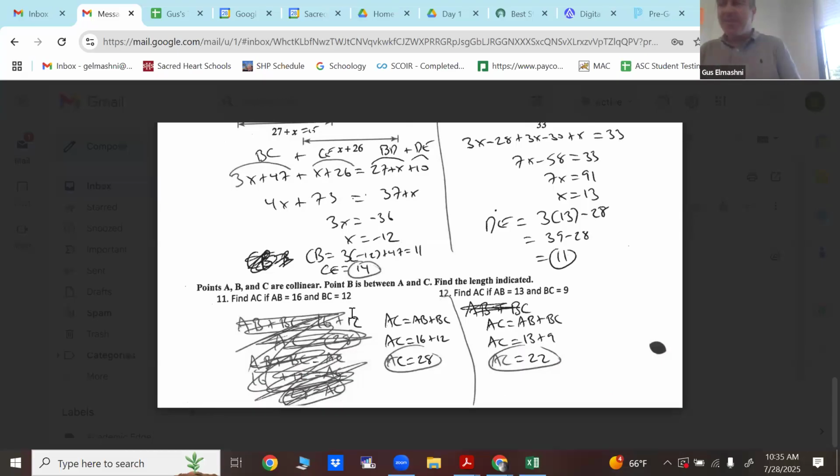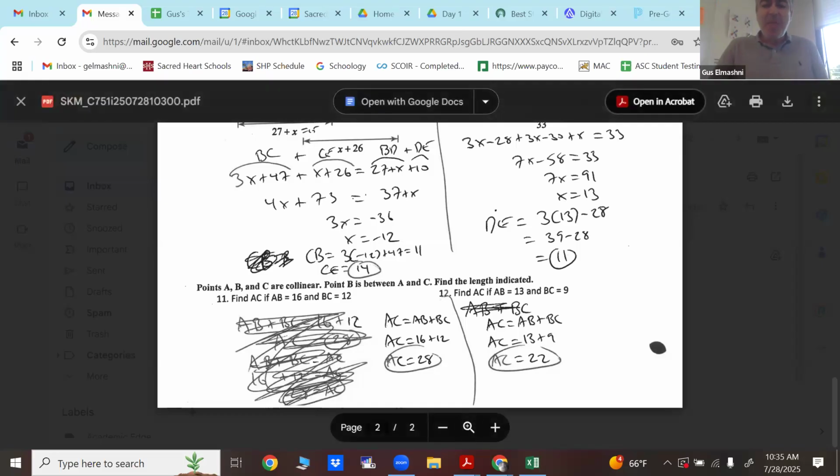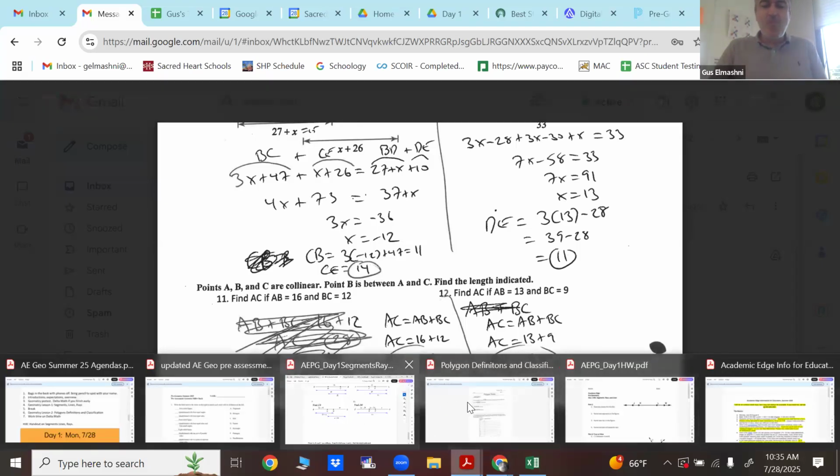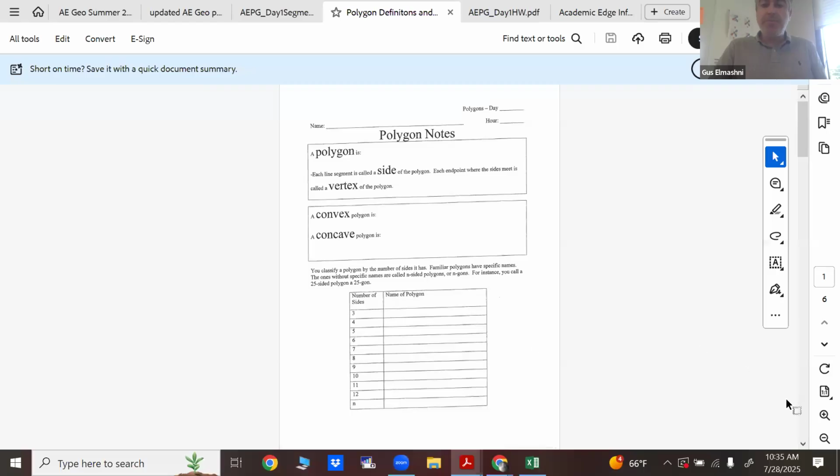We're a tad behind schedule because I just peeked at the other room. They're ahead of us. We gotta get moving. Okay, let's move on to polygons.